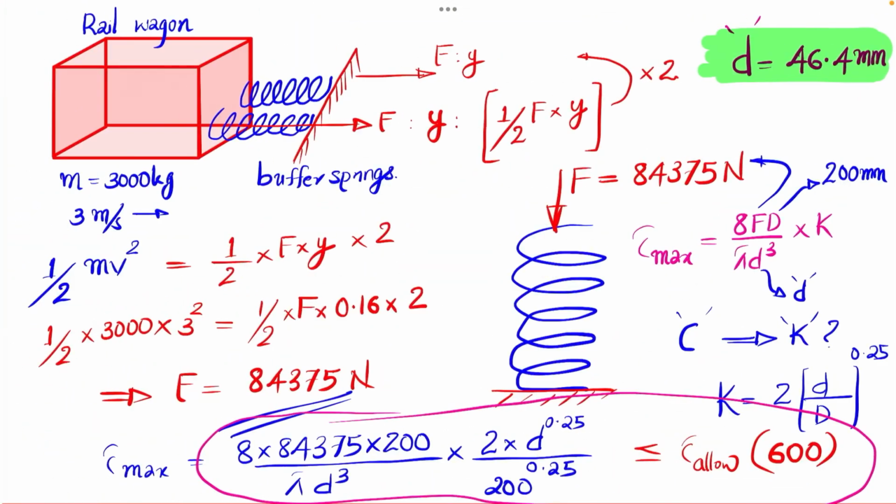So this was in a way similar to the previous problem, but the only difference is that here the force acting on the springs was not given, but instead it was given in the form of the energy of the railway wagon, and then we had to equate it to the energy absorbed by the springs. So this is a typical problem for helical springs, and I hope you understood, and thanks for watching.